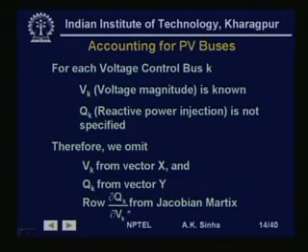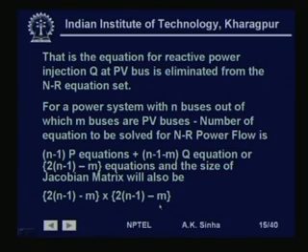Therefore, the row del Q k by del V k from the Jacobian matrix can be eliminated. That is, the del Q k by del V k and del Q k, this row can be eliminated. That is, we do not need to write any equation, reactive power injection equation for the voltage control buses. That is, the equation for reactive power injection Q at PV bus is eliminated from the Newton-Raphson equation set.